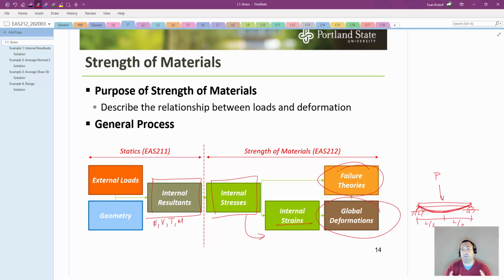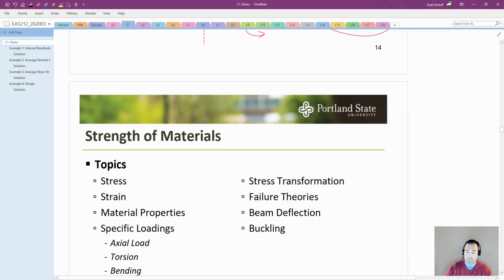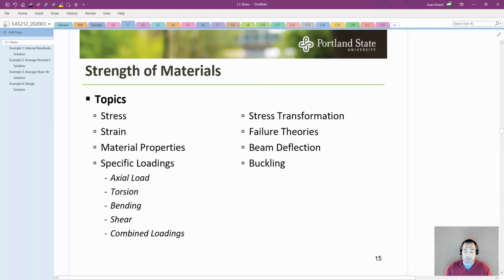But again, the question of how much does a beam deflect and will this beam break? Those are the types of questions that we can start to answer in strength of materials. So we take what we learned in statics to get the internal resultants, and then we hand it off to these techniques that we'll develop here in strength of materials. But that's where we're going with this material. So we have a lot to talk about. Stress is what we're talking about right now.